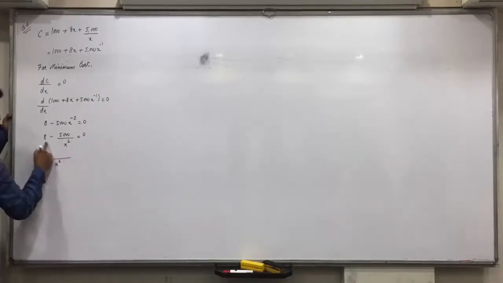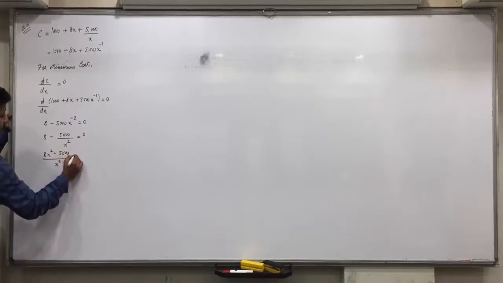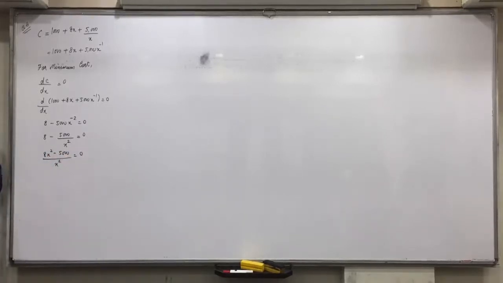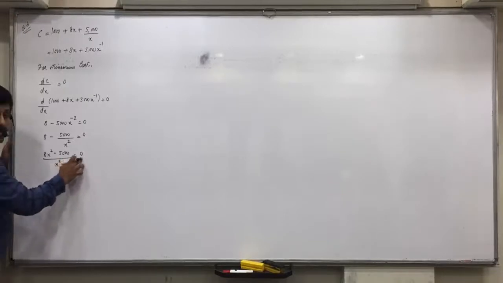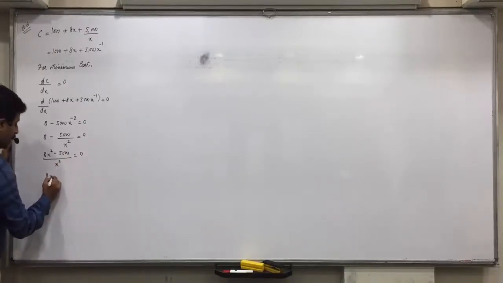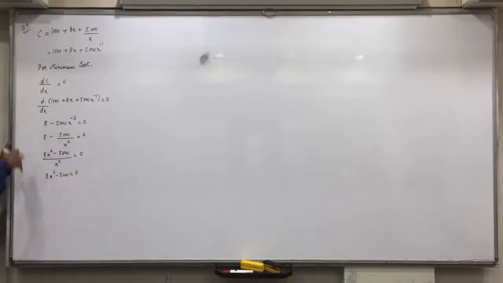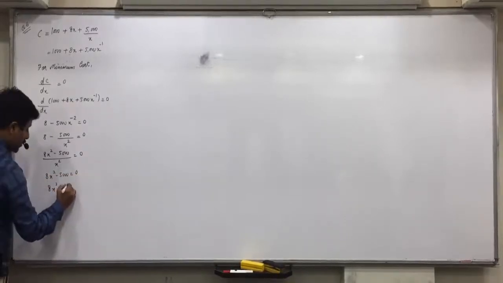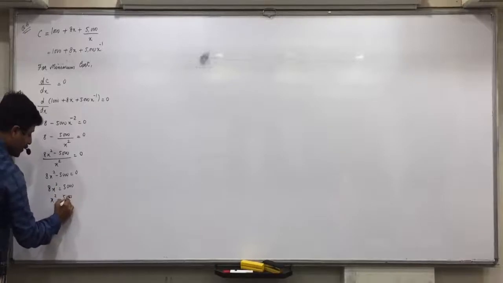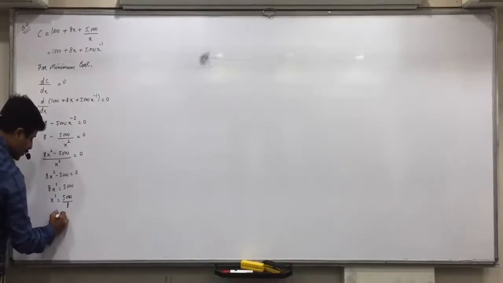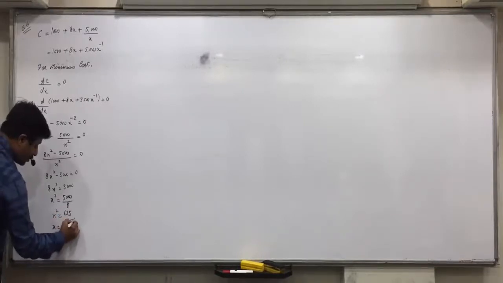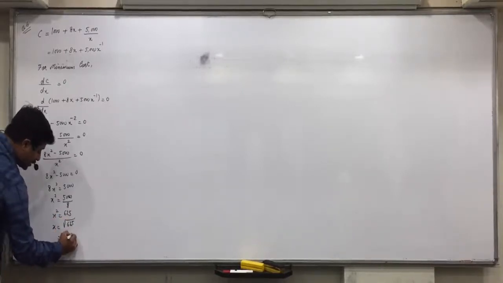Now again LCM. X square into 8, 8x square minus 5000 upon x square is 0. X square into 0, 0. So 8x square minus 5000 is 0. Minus 5000 on the right side plus 5000. 8 on the right side divided, 625. X will be square root of 625, plus minus 25.